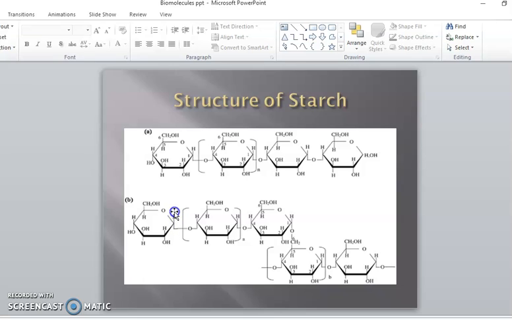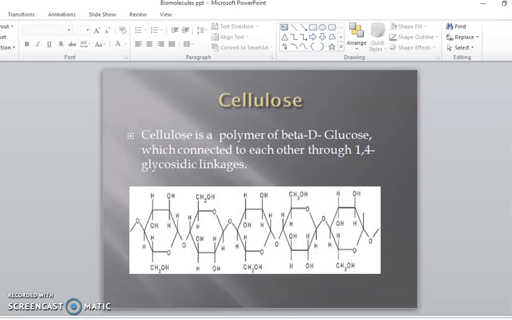Here the H is above, OH is down on the first carbon. With respect to oxygen, the hydrogen on the first carbon is parallel to oxygen, but here the OH is parallel to oxygen. Clear? That is the difference. Anyhow, this linkage is the 1,4-glycosidic linkage of beta-D-glucose, and that forms what is called cellulose.